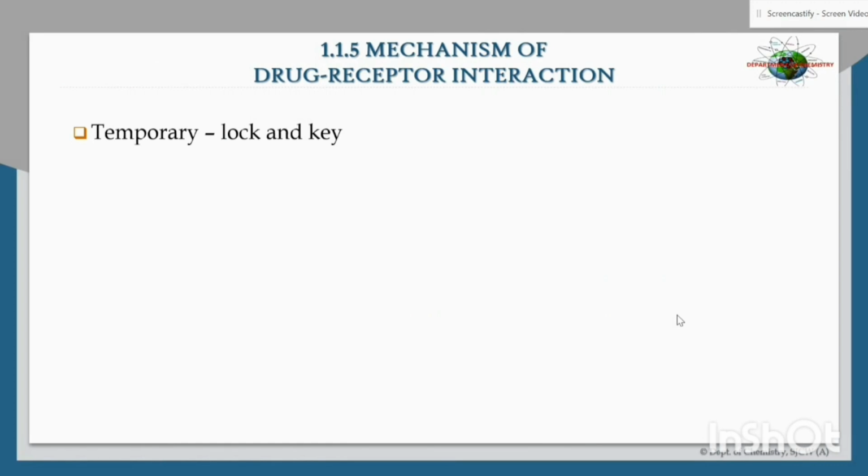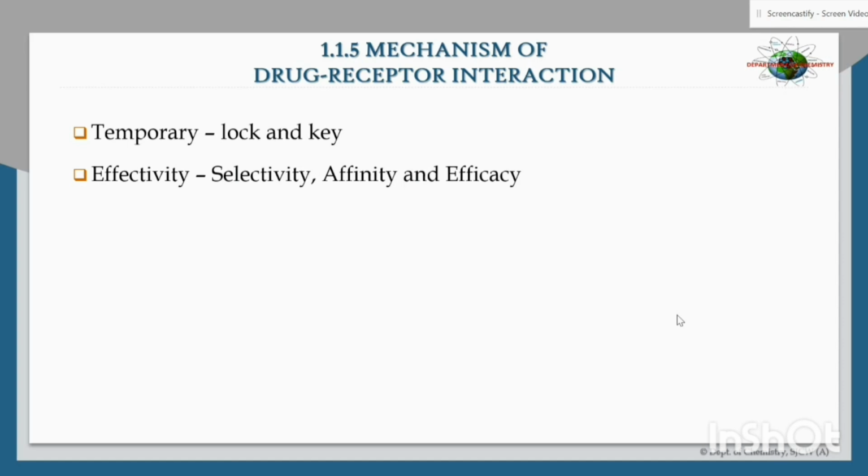The mechanism of drug receptor interaction is more like the lock and key. Both the lock as well as the key are highly specific to one another and their interaction is also temporary. Once the lock is open, there ends the interaction. The effectivity of drug receptor interaction is controlled by selectivity, affinity, and efficacy.